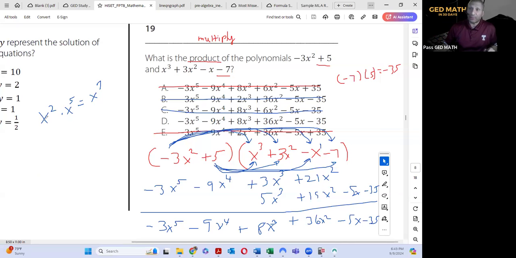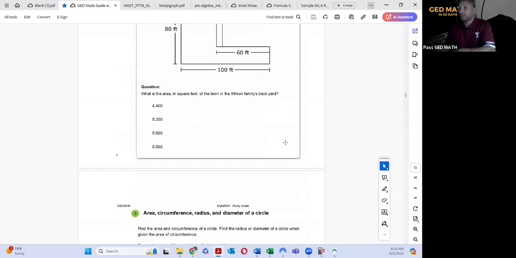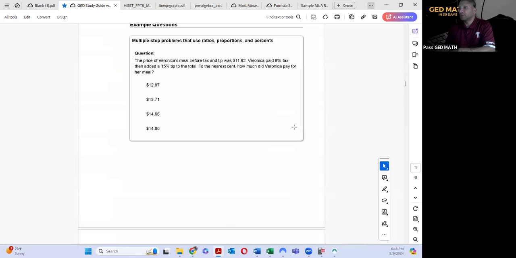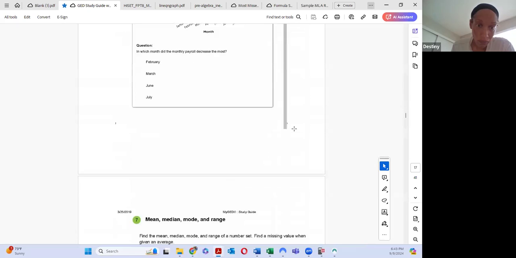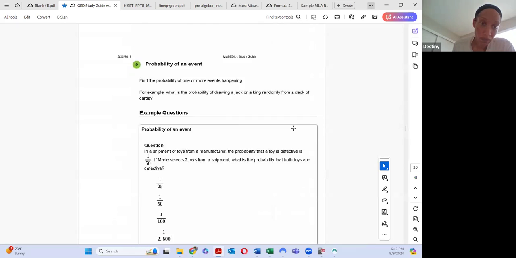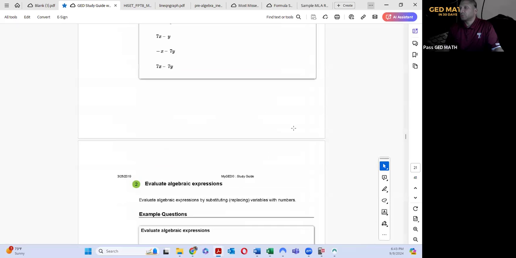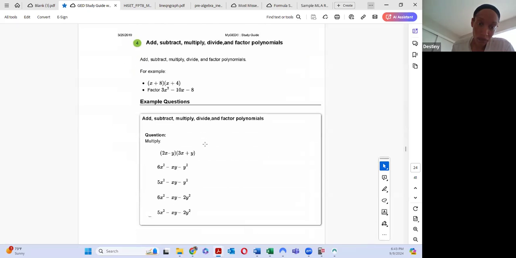So let's look at a problem from the study guide for the GED of multiplying binomials. See if I can find one fairly quickly. Let's see. Hopefully we can. Here we go, right there.